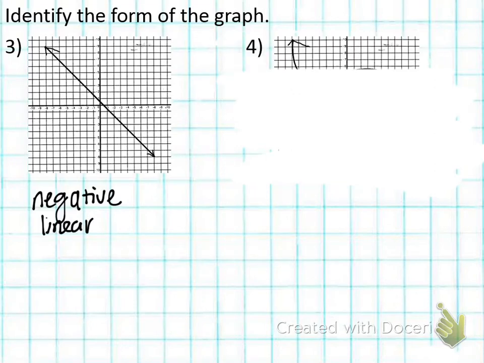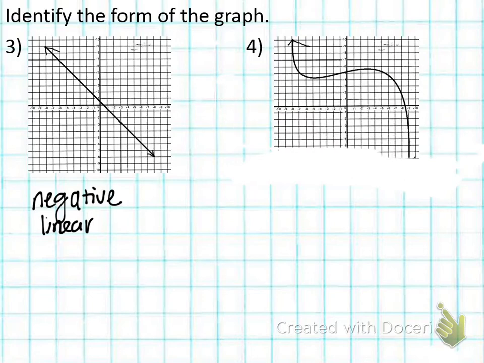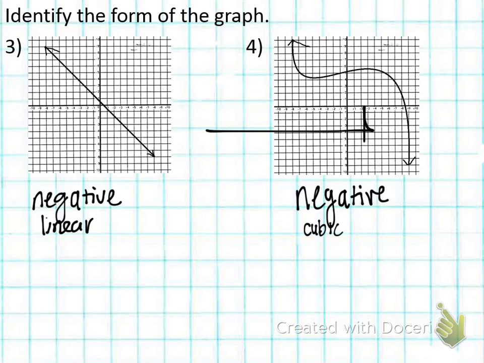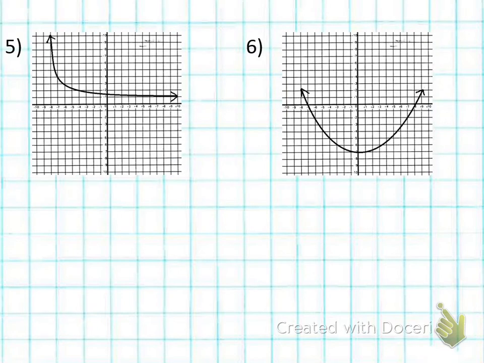Here we go. Number 4, tell me what that graph is. You can work with your neighbor to identify it. Correct. Negative cubic. That is the correct answer. You can see that if you read it from left to right, it's going down, so it's negative, right? And it's got a few curves in there, so it's cubic. Next one, number 5.